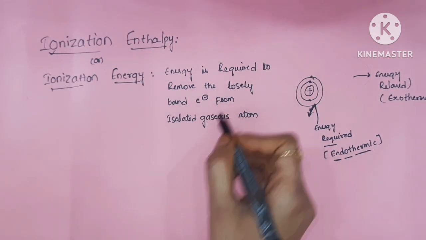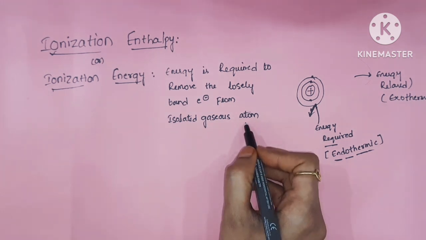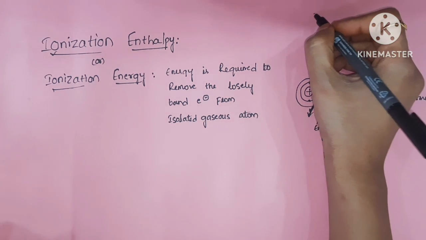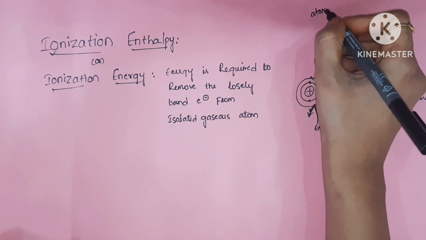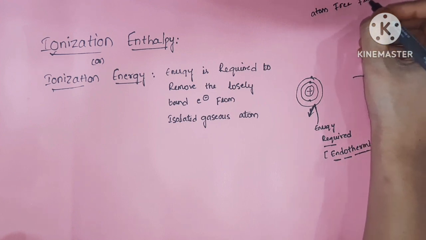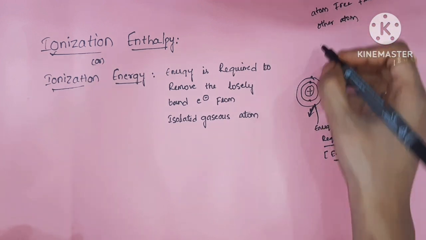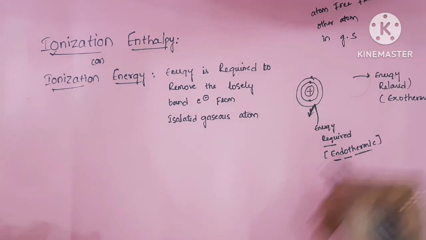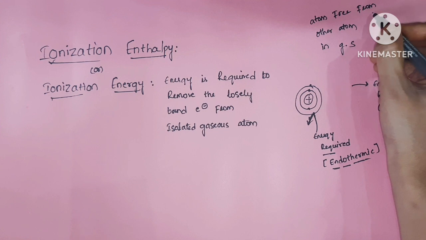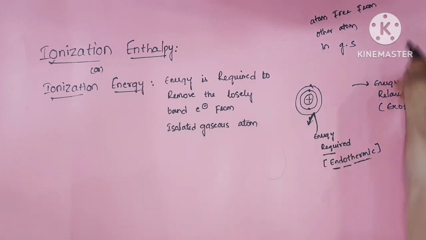So remove the electron from an isolated gaseous atom. What is the meaning of isolated gaseous atom? If any atom is free from other atoms in a gaseous state, it is called an isolated gaseous atom.